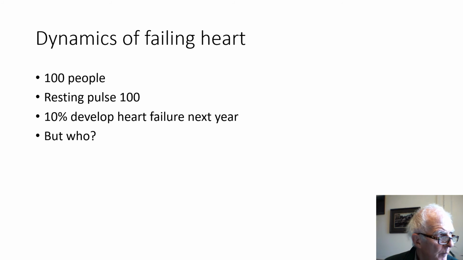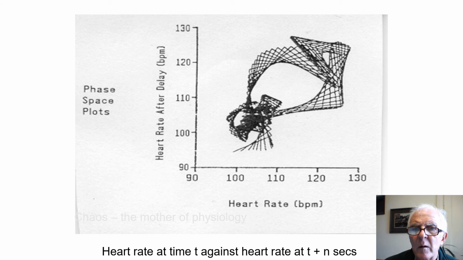If we look at these people through our non-linear lens, we can see that the healthy people, this is a phase plot, we plot heart rate at any time against heart rate at any time in the future, and this time in the future can be any interval. Whichever interval we have, we'll see this picture. And what we're looking at here is, it looks very much like that chaotic attractor we saw previously. It's a chaotic attractor.